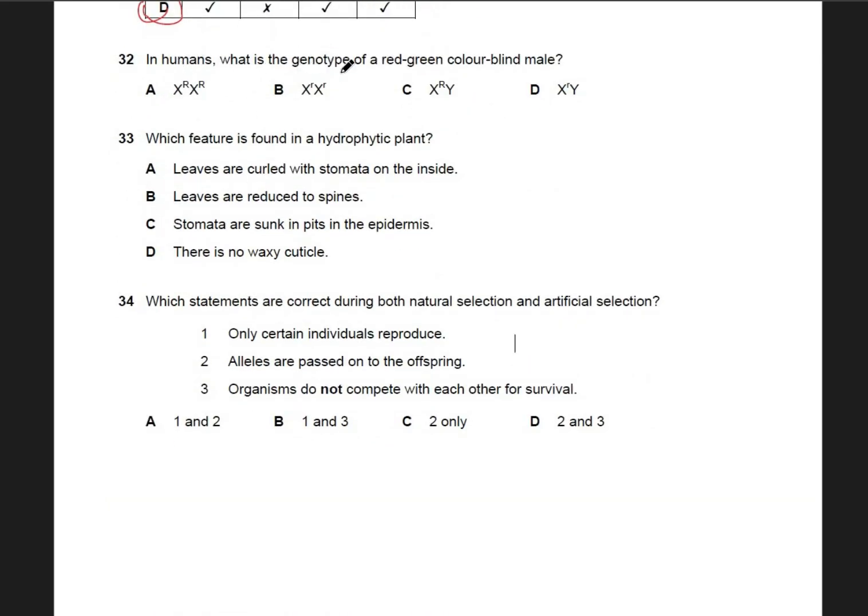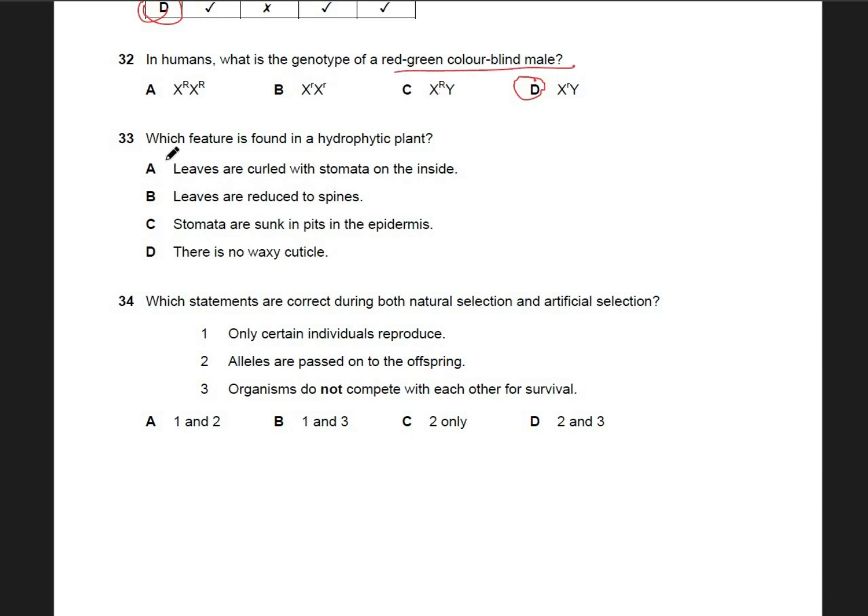So question 32 says, in humans, what is the genotype of a red-green colorblind male? So we all know that color blindness is a recessive disorder, an X-linked recessive disorder. So they are asking what will be the genotype of an affected male? All right, so the affected male genotype must be a single X-linked recessive allele. So this is shown by option D, because a male's genotype is XY, and obviously C cannot be the option because C is showing a dominant allele, and dominants are not the diseased persons because it is a recessive disorder.